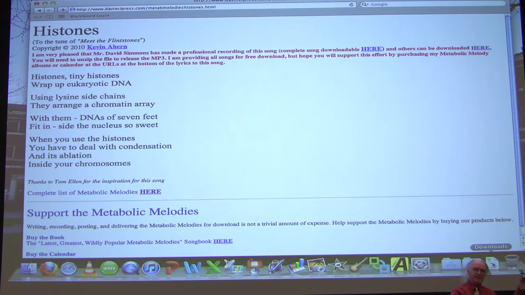Histones. Tiny histones wrap up eukaryotic DNA. Using lysine side chains, they arrange a chromatin array. With them, DNAs of 7 feet fit inside the nucleus so sweet. When you use the histones, you have to deal with condensation and its ablation inside your chromosomes.